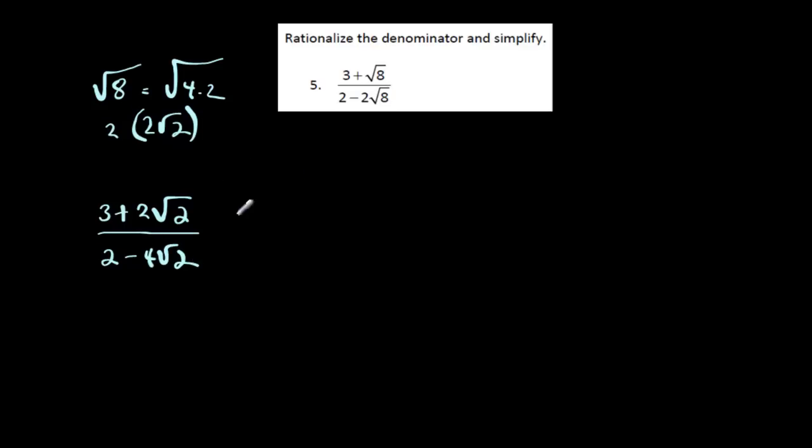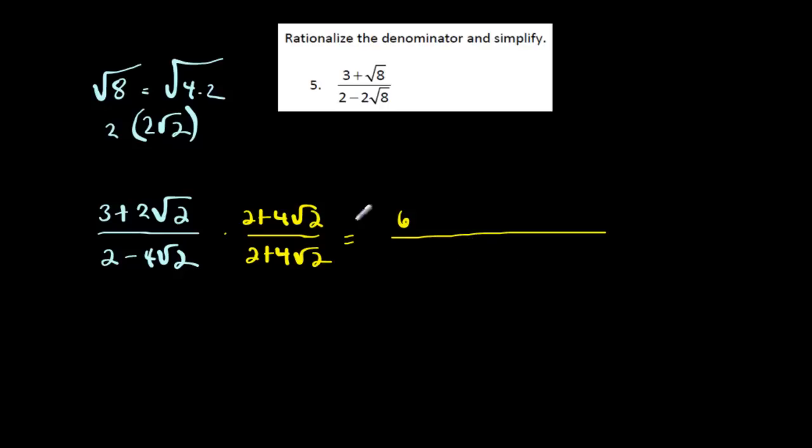So in order to rationalize, we're going to multiply the top and bottom by the conjugate. So 3 times 2 is 6. 3 times 4 root 2 is 12 root 2. 2 root 2 times 2 is 4 root 2. And 2 root 2 times 4 root 2 is 8 times 2, which is 16.